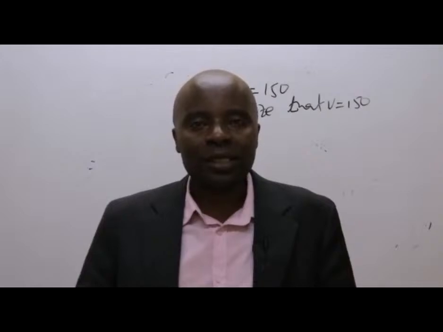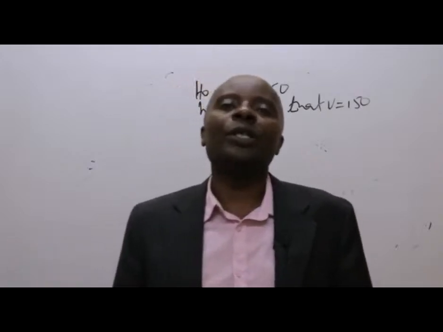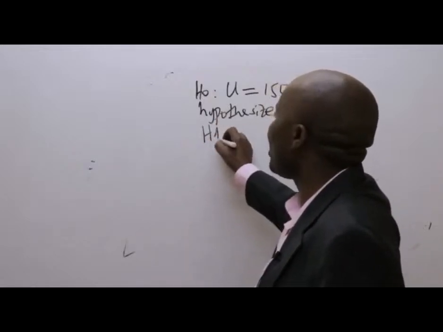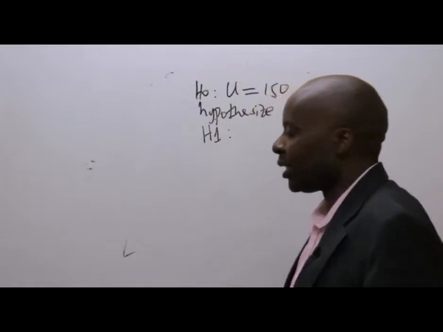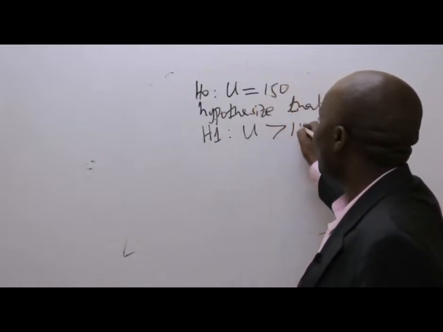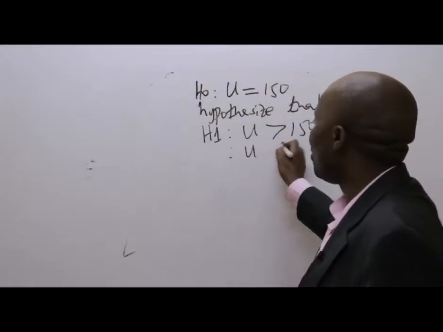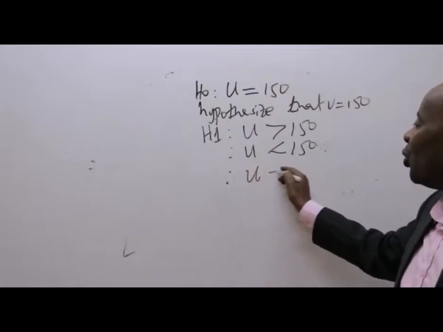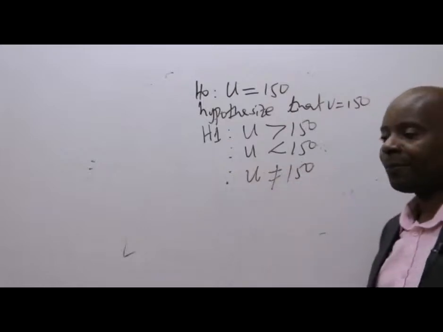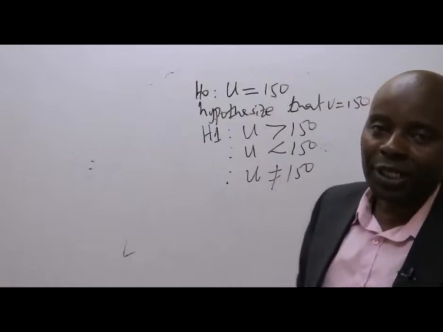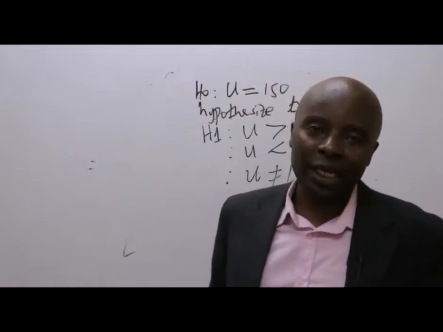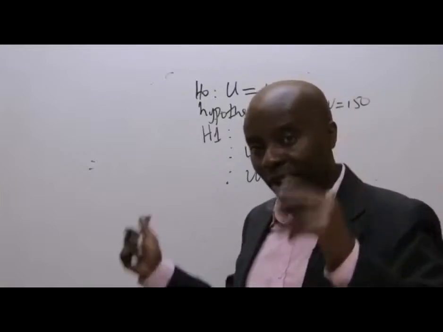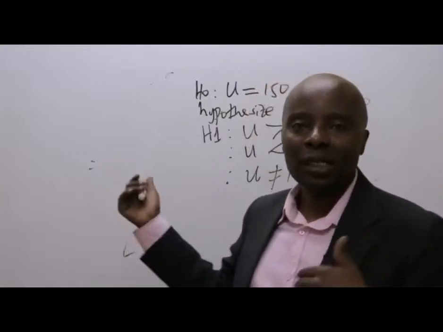And for us to test this, we need an alternative. For the alternative, which we'll be calling H1, there are three possibilities. Either you tell us U is more than 150, or U is less than 150, or U is not equal to 150. When I go to Summit to assess the heights of the students, some students will be taller than this, and other students will be shorter than 150.